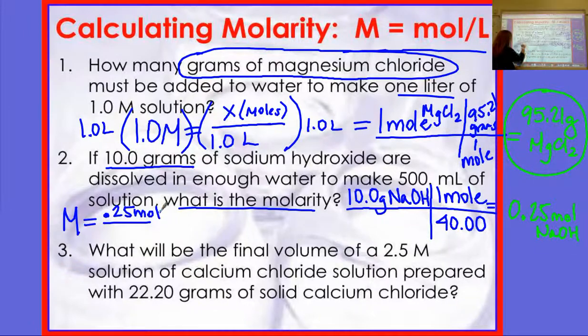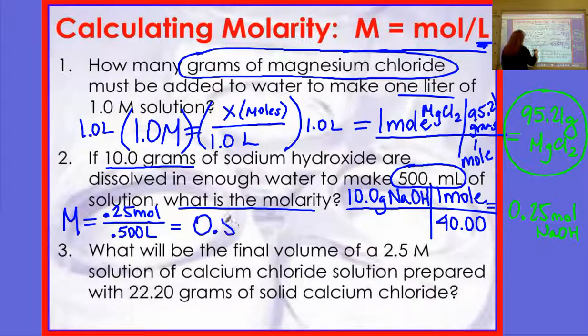0.25. Divide that by, my solution is 500 milliliters. In my equation I need to be in liters, so I divide by 1,000. And I get 0.5 liters. Plug this into your calculator. 0.25 divided by 0.5 equals 0.5 M, or 0.5 molar solution.